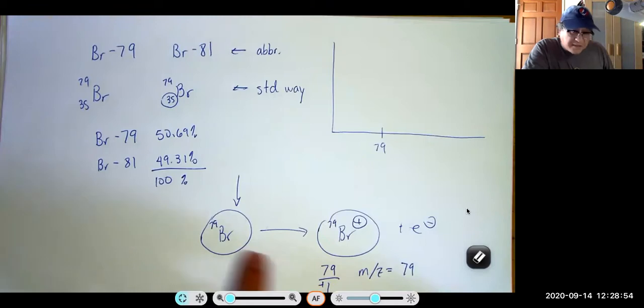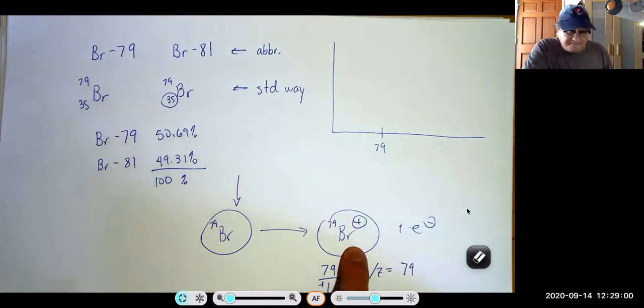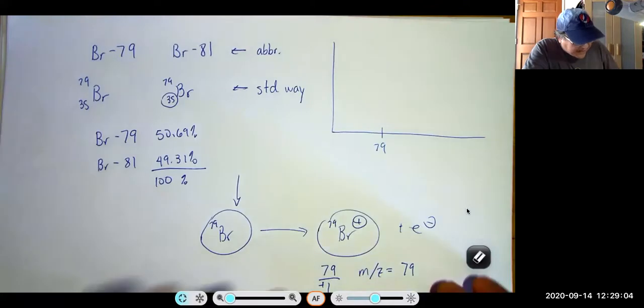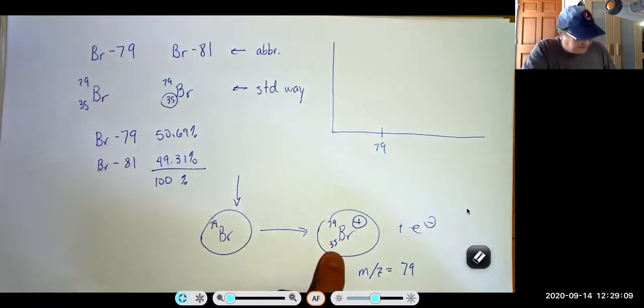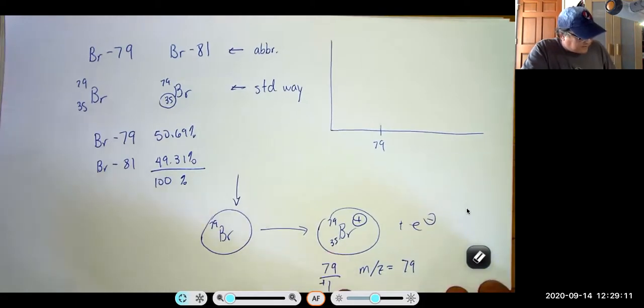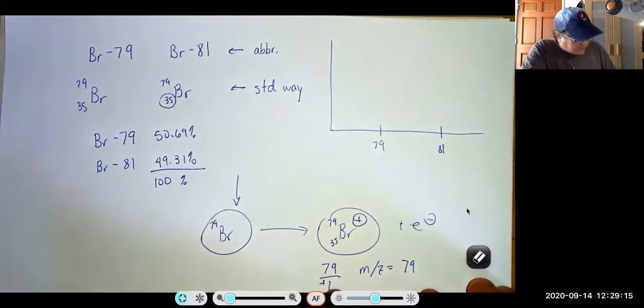You take a neutral atom of bromine, knock an electron off, here it is, it becomes positively charged. Because when you knock an electron off, it still has 35 protons, but now it only has 34 electrons. Okay, now if you do that with an 81, you'll get a mass to charge ratio of 81.